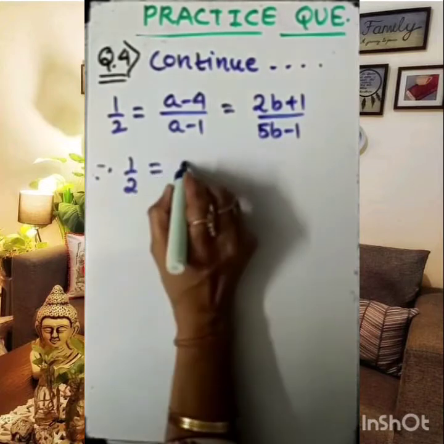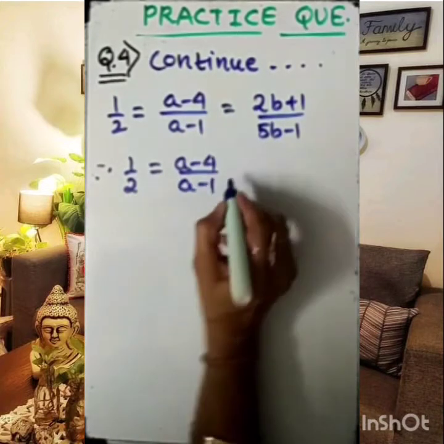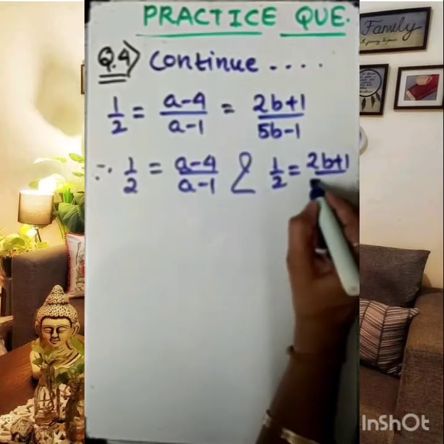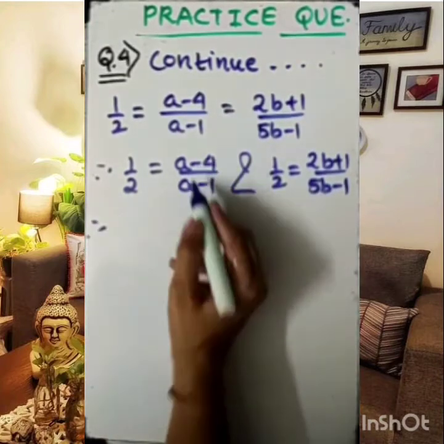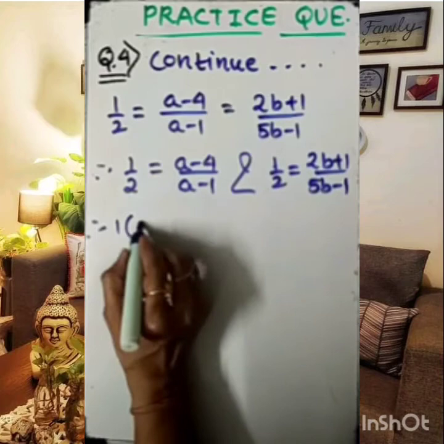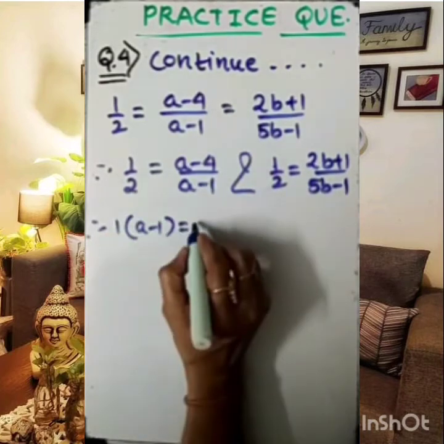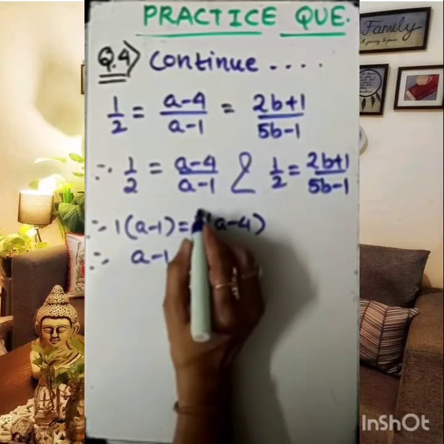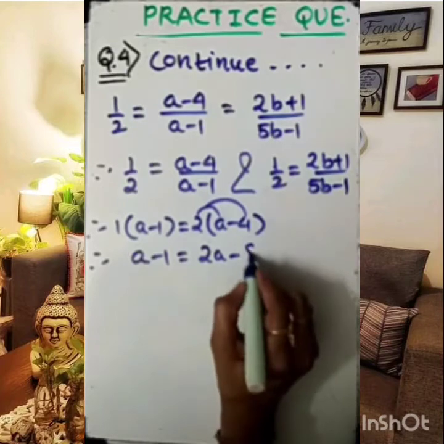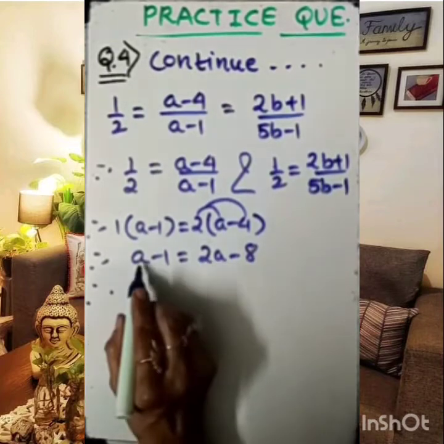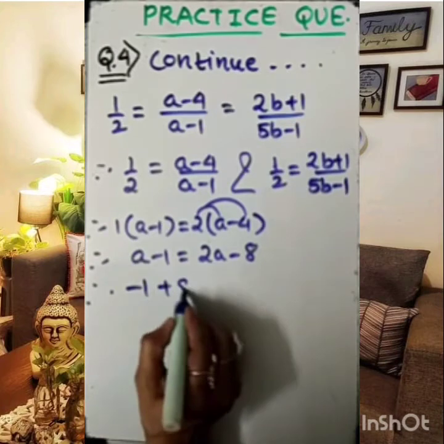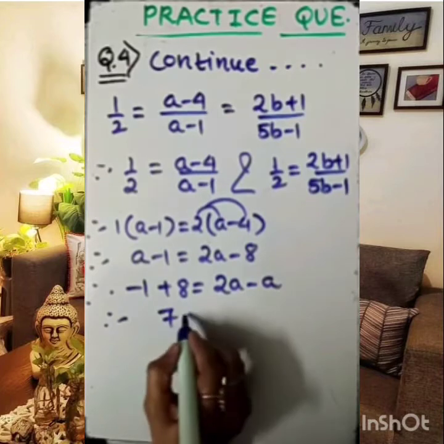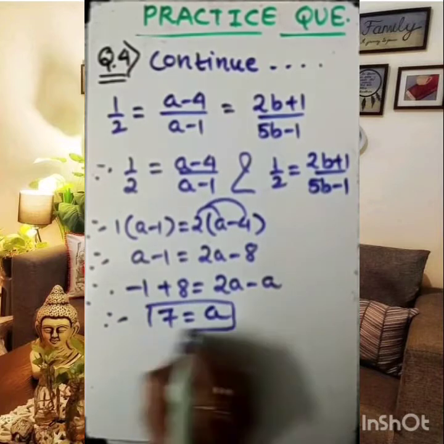So what do we have? 1/2 equal to a minus 4 upon a minus 1, and 1/2 equal to 2b plus 1 upon 5b minus 1. So cross multiplication. 1 into a minus 1, and this 2 will be multiplied to this side. So here a minus 1, 2 into a is 2a, 2 times 4 is 8. Here I am bringing a to that side, so it is becoming 2a minus 8. So 8 minus 1 is 7 equal to a. The value of a we got is 7.